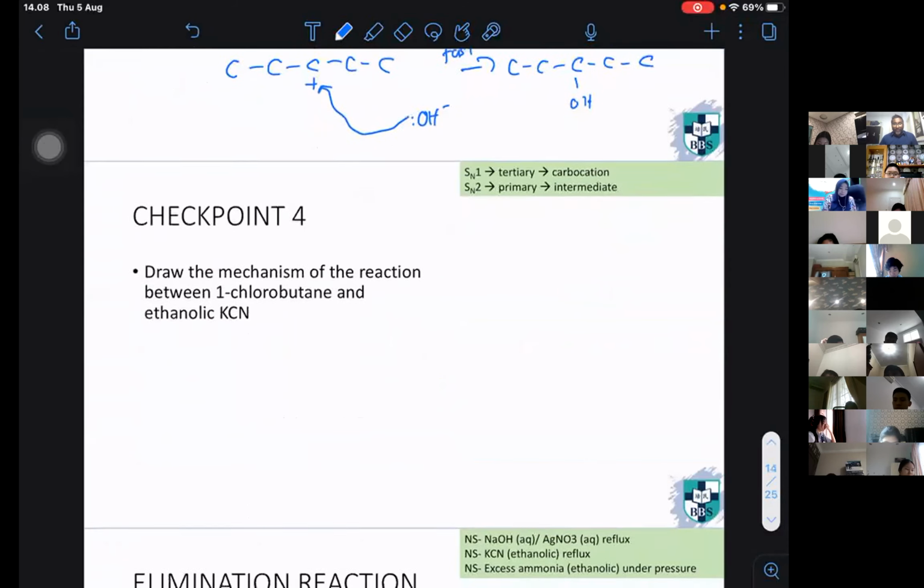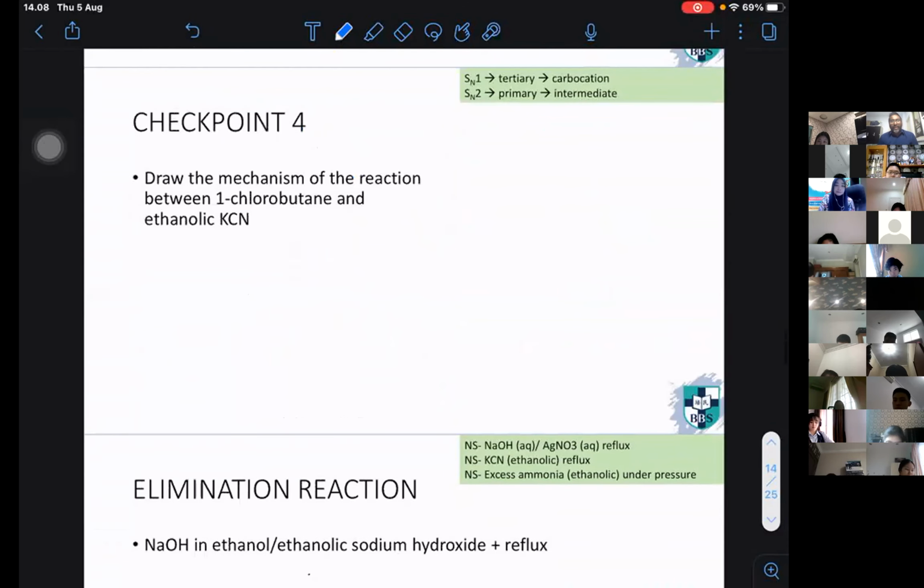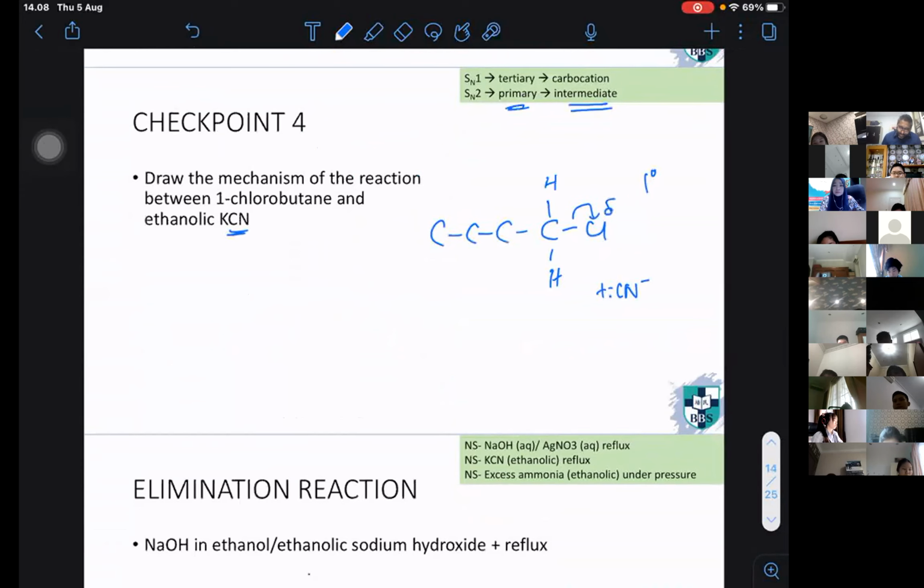Number 4, draw the mechanism of the reaction between 1-chlorobutane and KCN. Butane is 4 carbons, 1-chloro, so position 1. This is hydrogen and hydrogen. You can see 1 R group, so it's a primary halogenoalkane. A primary halogenoalkane will form an intermediate. So if I have KCN, it means they will have CN minus. So I will have this one delta negative, delta positive. They will go and join first.